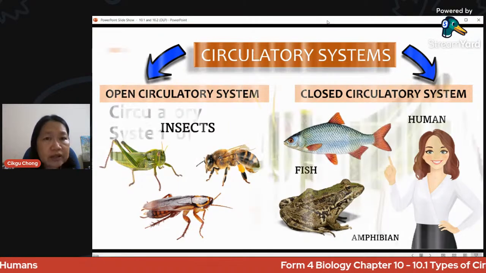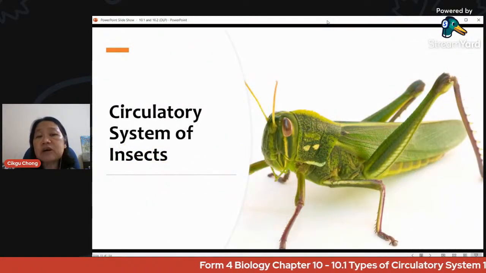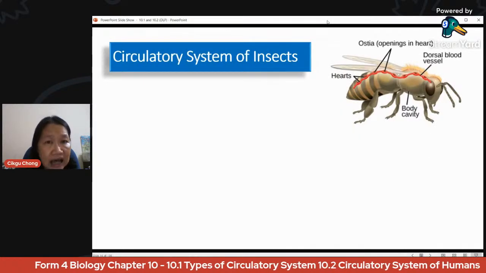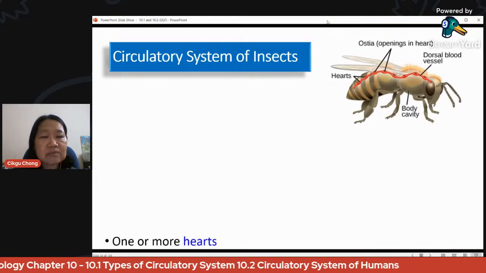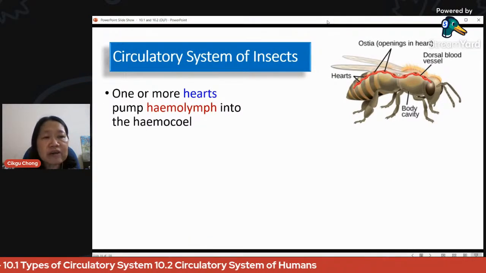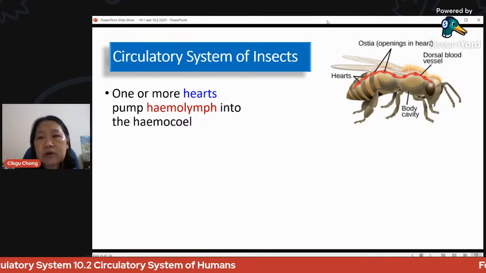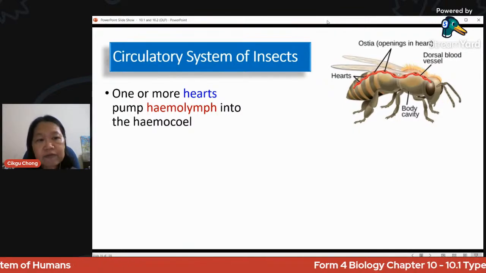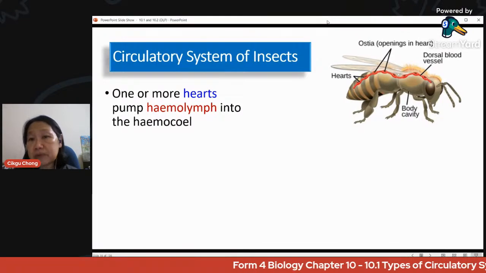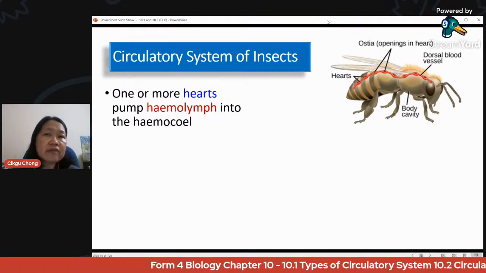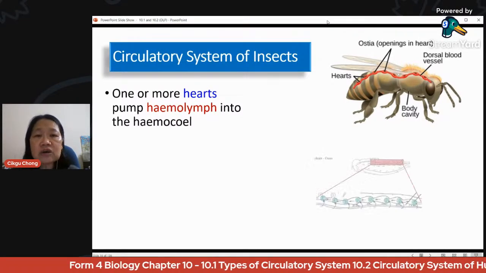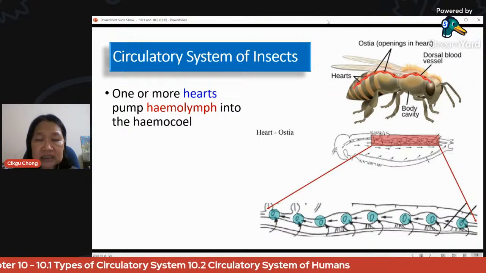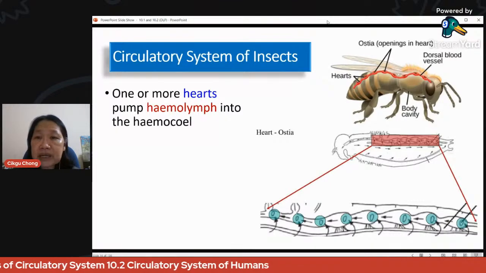Okay, so we're still at 10.1. Okay, so the circulatory system of insects, all right. So it has got hearts, not only one heart, but a few hearts. Okay, you have one or more hearts. They will pump. This applies the pressure to pump this fluid. Their fluid is called hemolymph. You don't say blood because it's not red in color. It does not have hemoglobin. So that fluid is called hemolymph, and it moves along these tubular hearts, and they have pumping action.